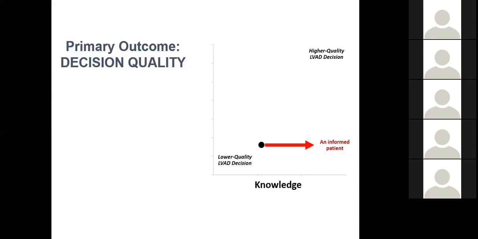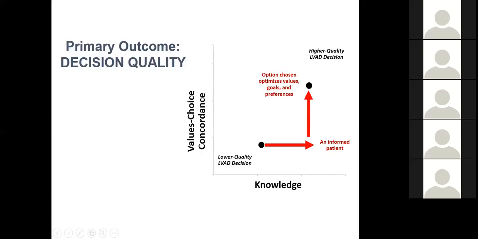So our outcomes. The primary outcome for the trial from the quantitative perspective was decision quality. Decision quality is defined as an informed patient making a decision consistent with their values. To measure that, you measure how informed they were by measuring knowledge, and then you measure some sort of measure of value concordance. If you have somebody with low knowledge and low value concordance, we'd say that's a low quality decision. If you improve knowledge, you get an informed patient.